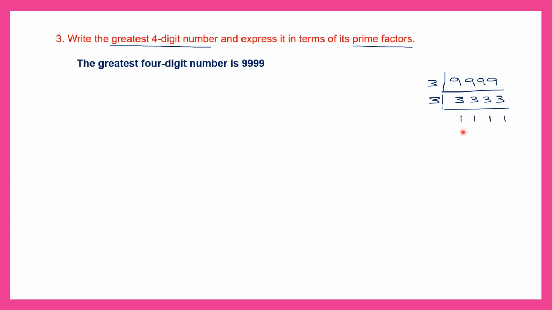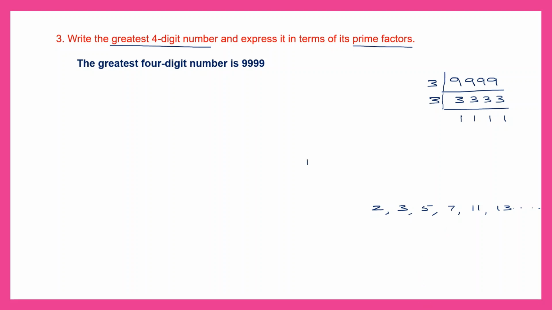Now let's see whether it's divisible by 3 by adding all these digits. 1 plus 1 is 2, 2 plus 1 is 3, 3 plus 1 is 4. It's not divisible by 3. Now what are the other prime numbers? Think of all the prime numbers: 2, 3, 5, 7, 11, 13 and so on. Now it's not divisible by 2. It's not divisible by 3. It's not divisible by 5 because it's not ending in 0. Now, is it divisible by 7? We can try that. Let's divide it by 7 and see.